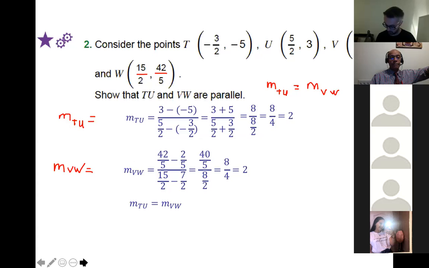Okay. So again, this is just practice on fractions. If they've got the same denominator, that's easy enough. So sometimes you see it written like that. That means TU is parallel to VW.